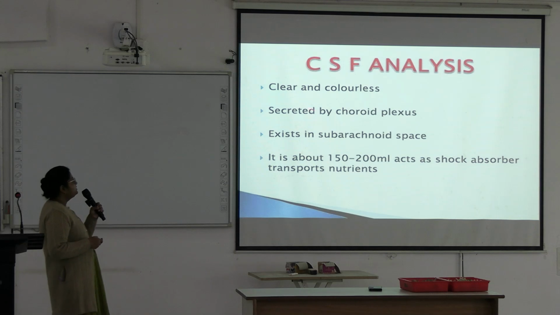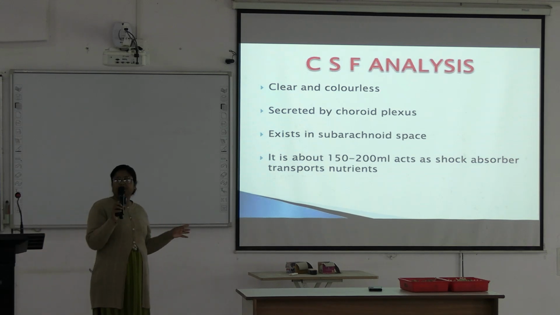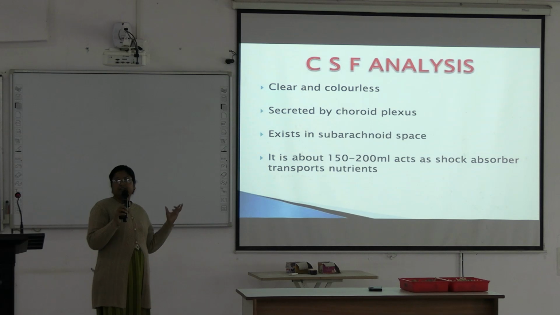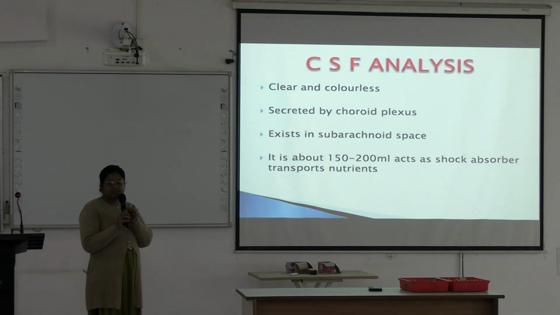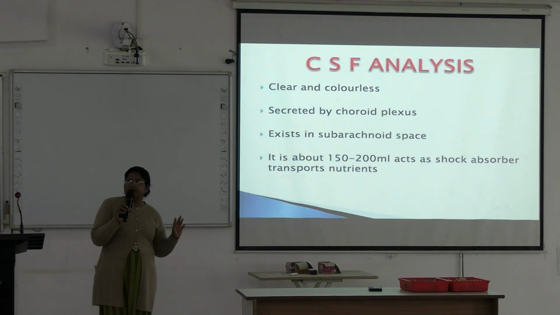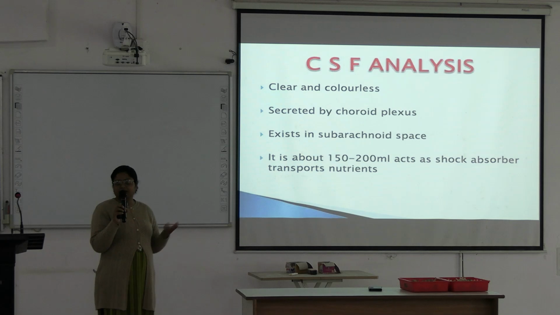Next, CSF analysis. You have to see that CSF is generally clear and colorless. If hemorrhage is occurring, you will see reddish discoloration. In case of jaundice, if the bilirubin crosses the blood-brain barrier, there will be yellowish discoloration of the CSF. So you have to note down the color of the CSF and whether it is clear or not. In TB meningitis or any other meningitis or infectious disease, the CSF may not be clear. It may be turbid and there may be some deposits in the collected specimen.